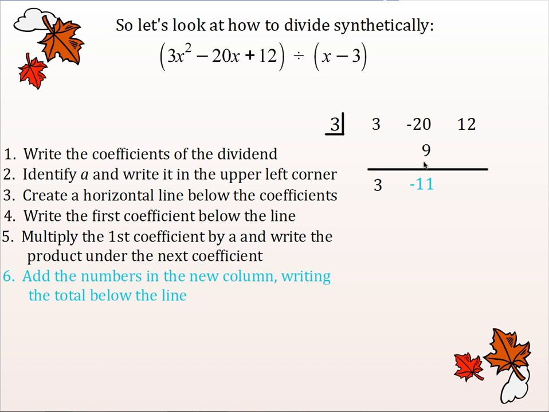Then I'm going to add the numbers in my new column. Negative 20 plus 9 gives me negative 11, and my total is going to go underneath the line.